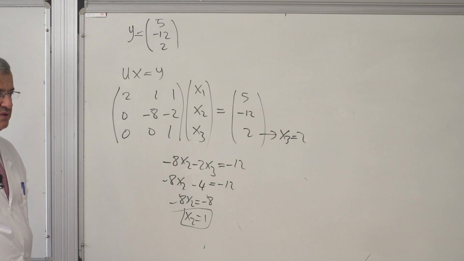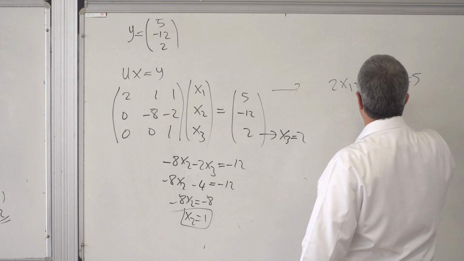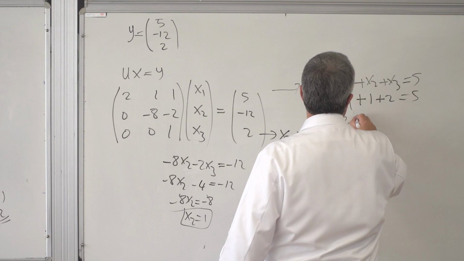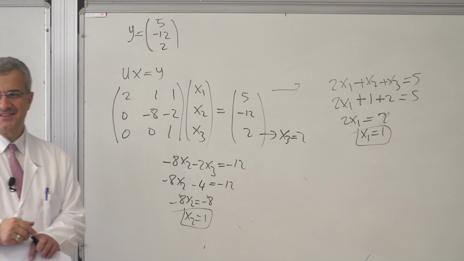The first equation gives you 2x1 plus x2 plus x3 is equal to 5. So 2x1 plus 1 plus 2 is equal to 5. So 2x1 is equal to 2, and x1 is 1, by coincidence. Okay? So this is LU decomposition.